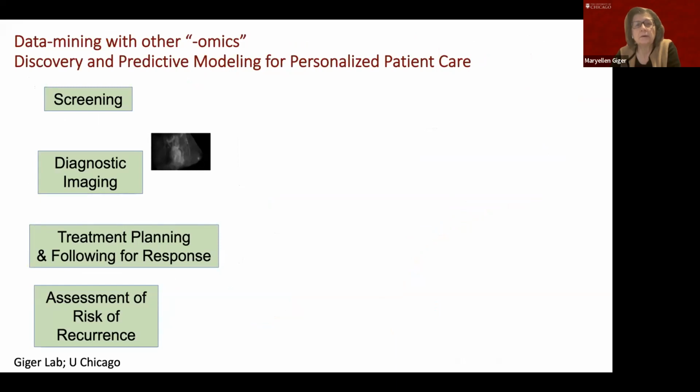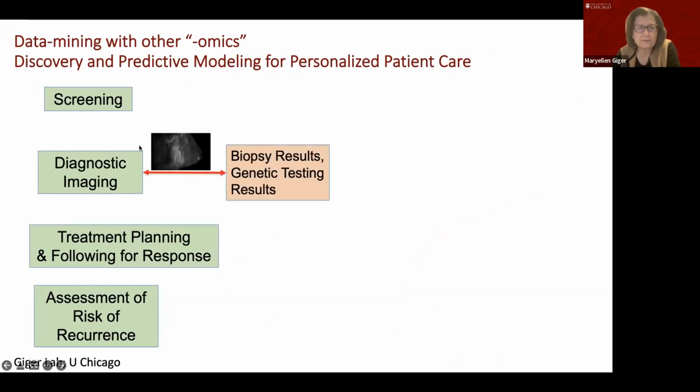Now, what is this virtual biopsy? So let's think about this. This is what happens in breast cancer screening. If something is found, the patient goes through diagnostic imaging. If there's cancer, there's treatment planning, following up for response, and then there's assessment of risk of recurrence. It's at this stage where often a biopsy is conducted. And with that, you can obtain the truth on whether it's cancer or not, or even the cancer subtype.